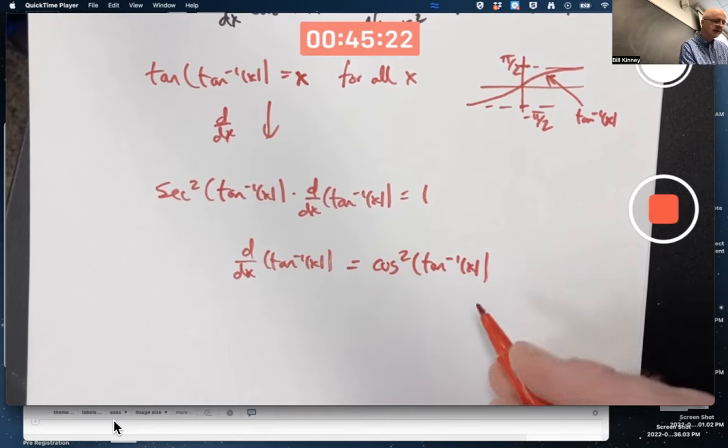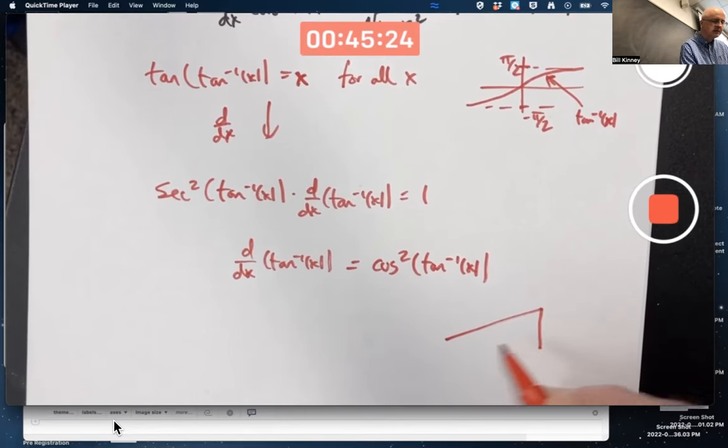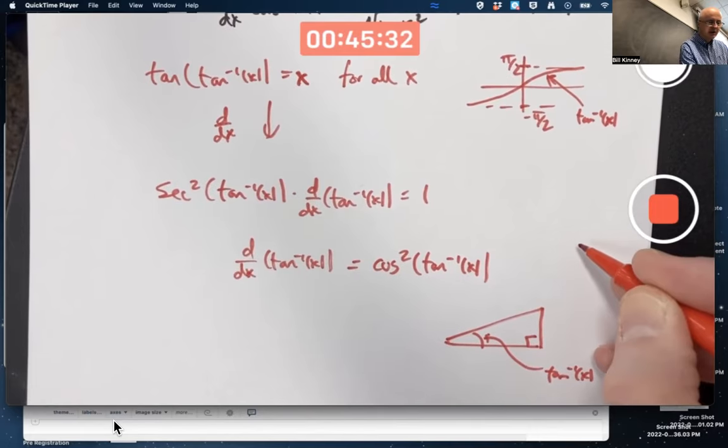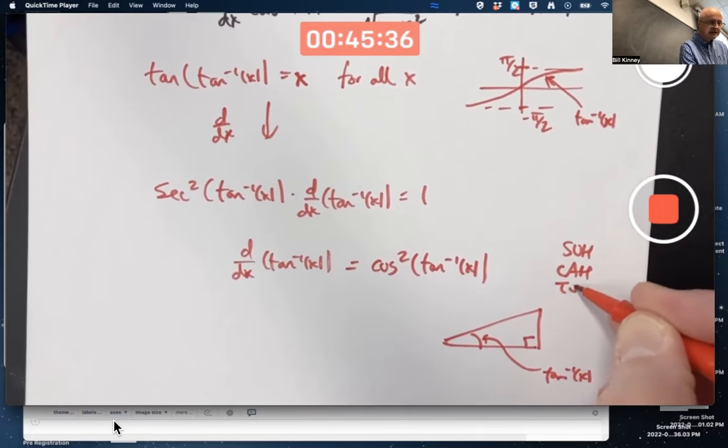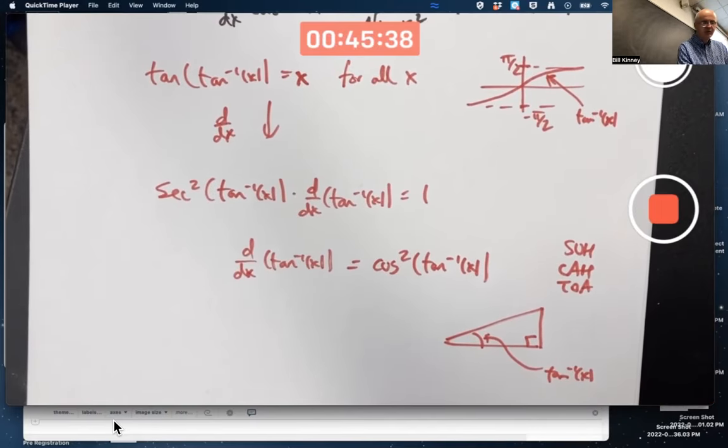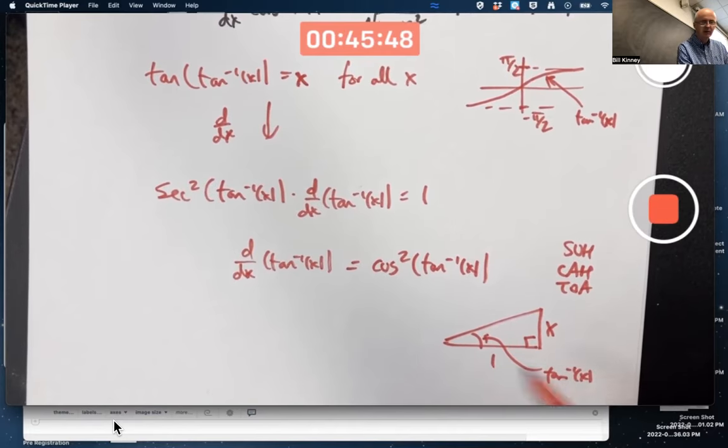Okay, can that be simplified? Let's draw a right triangle. Let's label this angle inverse tangent of x. Think about SOHCAHTOA again. Tangent is opposite over adjacent is what TOA says. The tangent of this angle should be x. So I can take the opposite side to be x and the adjacent side to be 1.